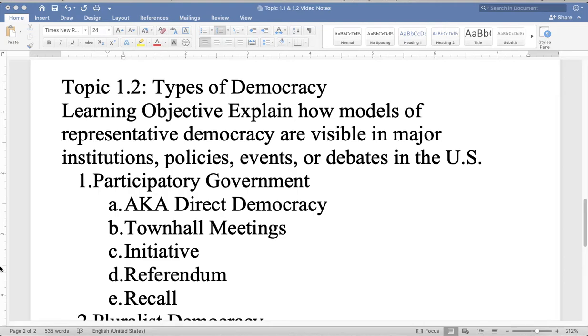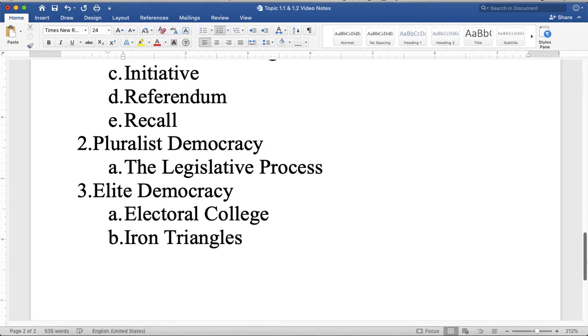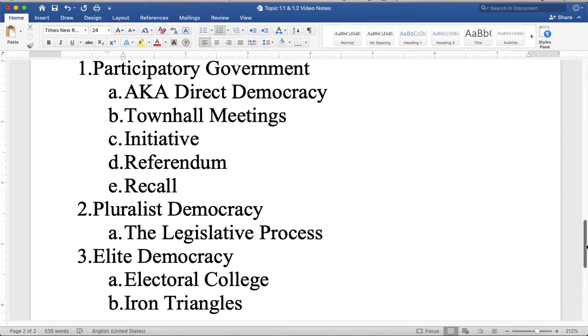All right, topic 1.2, types of democracy. The main goal for topic 1.2 is to explain how the models of representative democracy, listed down here, are visible in major institutions, policies, and events and debates in the United States. The three types of democracy they give you are participatory, pluralist, and elite forms of democracy.